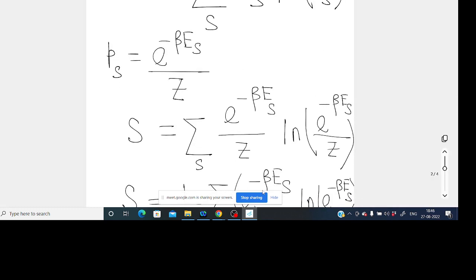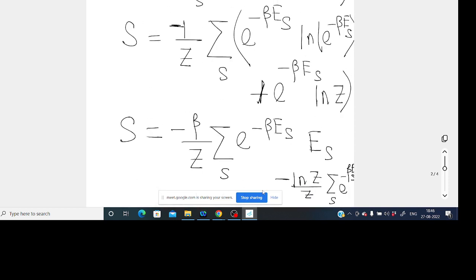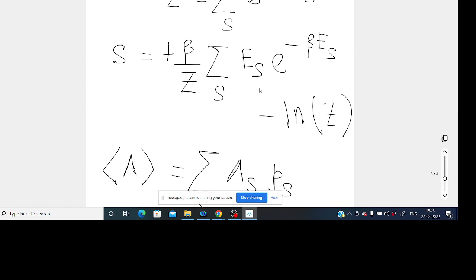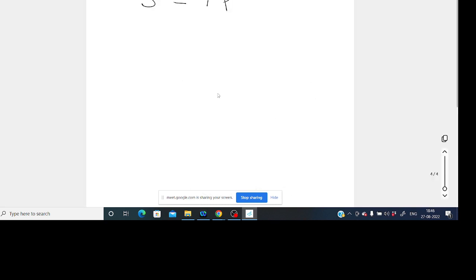In the expression of entropy there was a minus sign here, right? S equal to minus of this quantity, so here will be minus, here will be minus sign, and this will be plus. So this will be plus and this will be also plus. So this is equal to this thing.